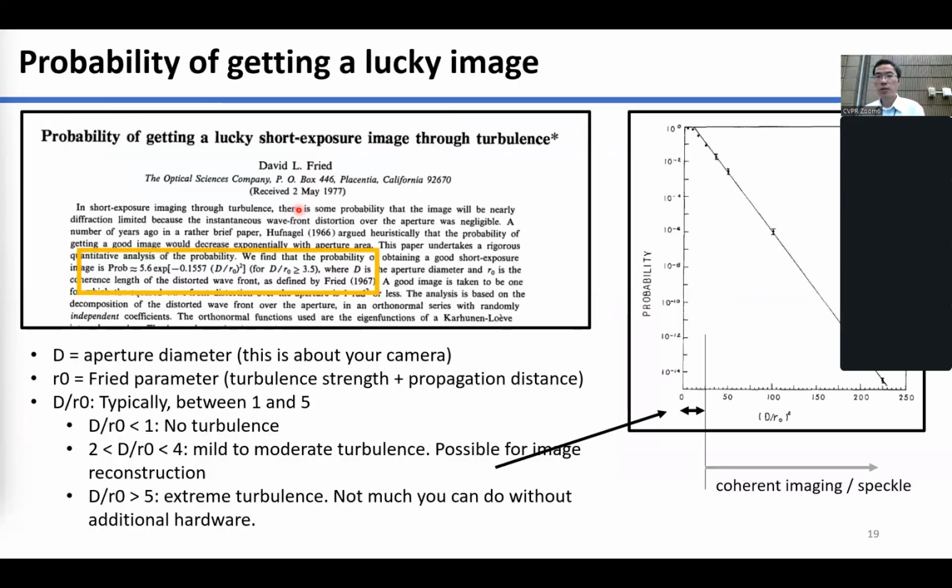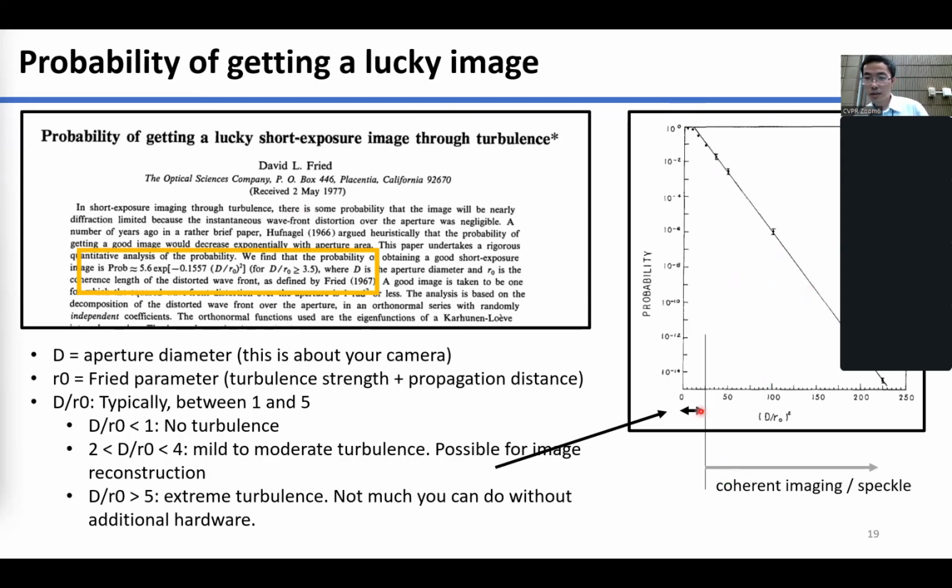Right? So back in the 70s, David Fried did a study. He was looking at one point. Okay, he called it the lucky frame, but that is really inside a small region. So it is what we call the isoplanatic angle. It's within that angle. And so it is only one point. He has a formula. He said that the probability of getting that lucky image is given by this formula. And you can trace this line.